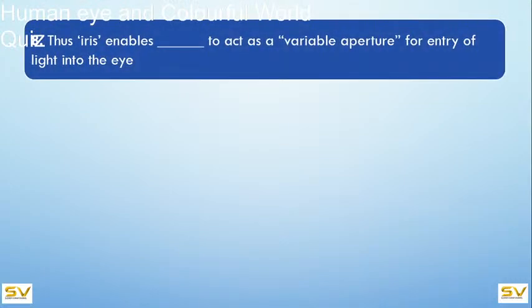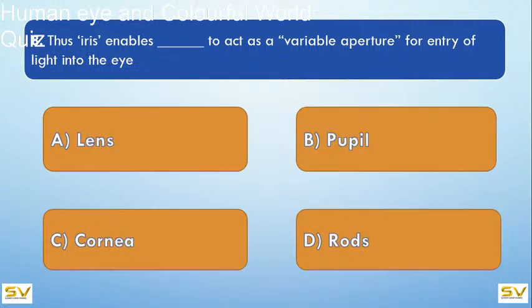Now coming to the next question: iris enables dash to act as a variable aperture for entry of light into the eye. Means iris enables lens, pupil, cornea, or rods. Among these four, for which does iris enable it to act as a variable aperture for entry of light into the eye?